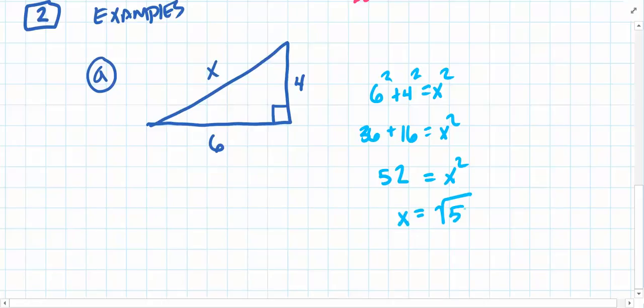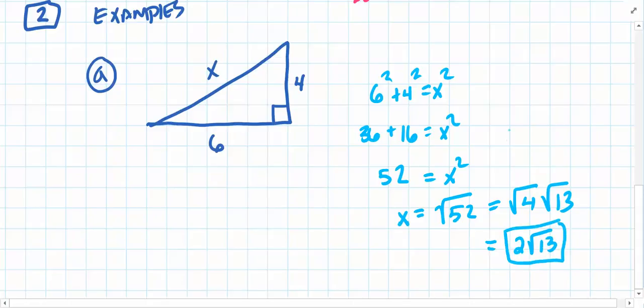Ladies and gentlemen, what do we need to do with that? Well, can we reduce that? Yes, we can. Because that's equal to the square root of 4 times the square root of 13, which, of course, is 2 square root of 13. This would be the proper answer. If you give me the square root of 52 and you don't reduce, I take points off. So you've got to simplify as far as you can go.